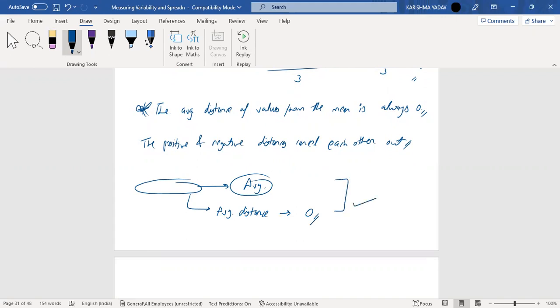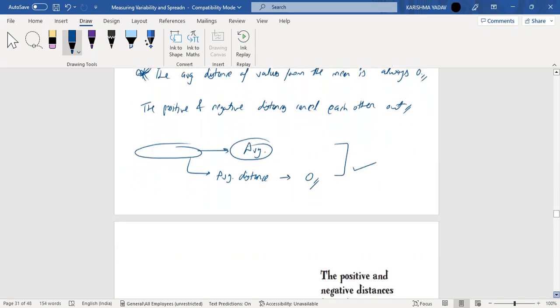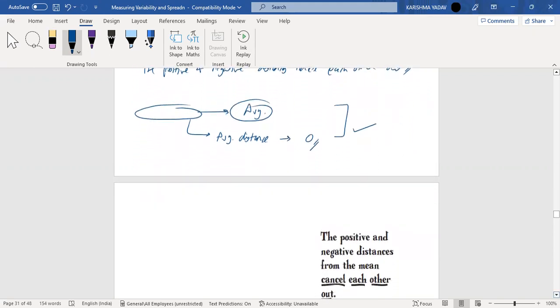Now another question is, can't I use the interquartile range to see how reliable the scores are? Can we use the interquartile range here? Why can't we use it? Because the interquartile range only uses part of the data for measuring spread, that is 50% of the data. It uses only 50% of the data.